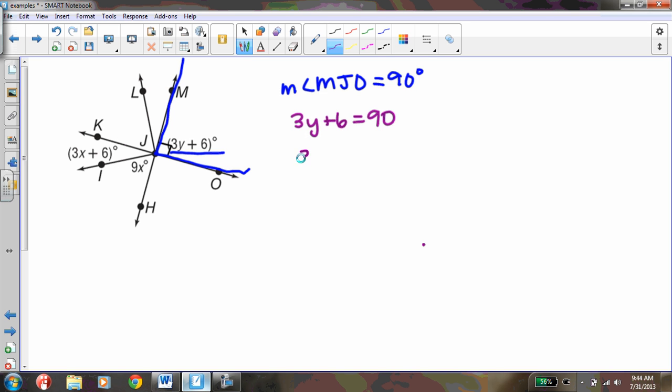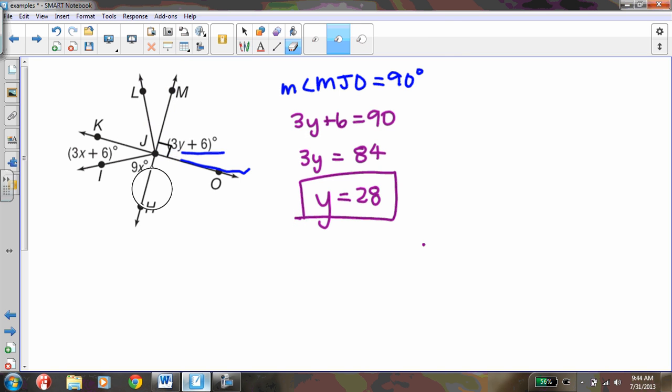So now I'm just going to solve this situation. I will first subtract 6 from both sides to get 84. Divided by 3 would be 28. So that's the value of y. That was definitely the simpler of the two to determine.